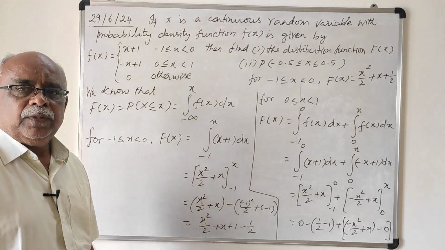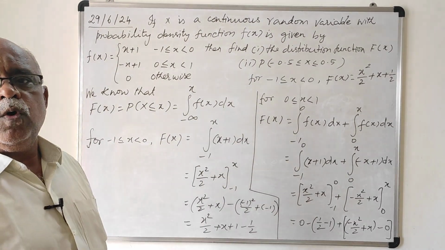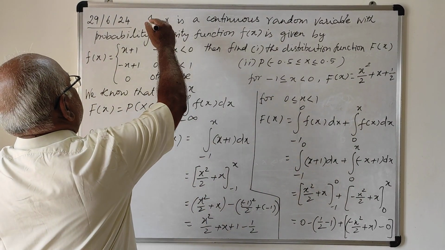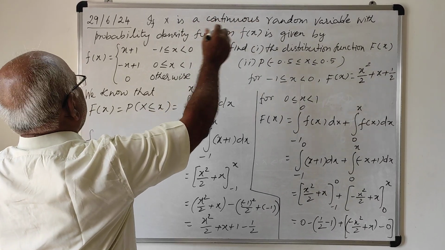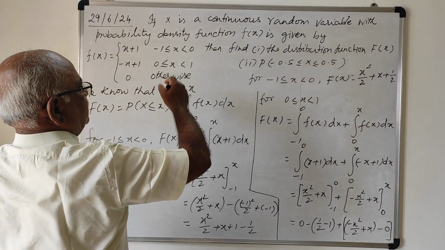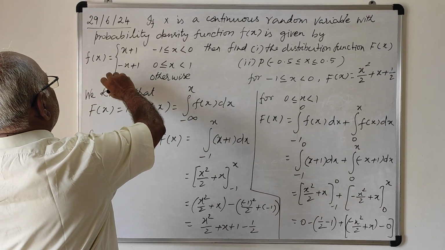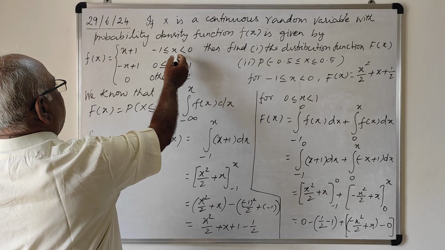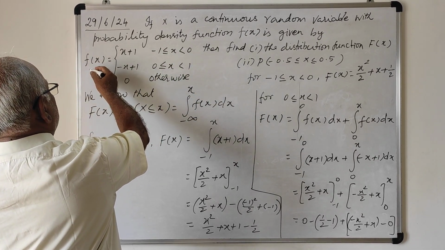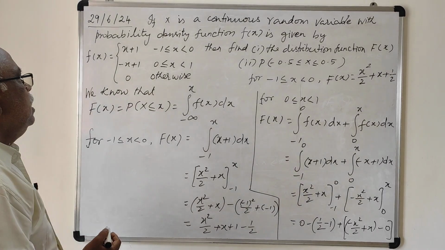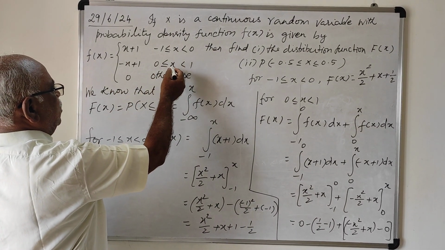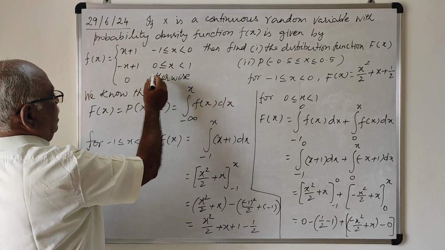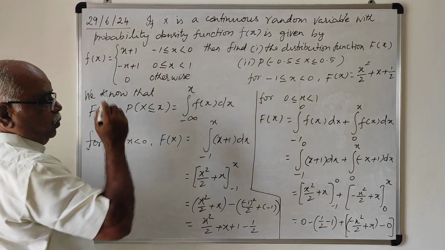My dear students, in this video I am going to solve one more problem to find out the cumulative distribution function. The problem is, if X is a continuous random variable with probability density function f of x given by f of x equal to x plus 1 for minus 1 less than or equal to x less than 0. In this interval, the probability density function is x plus 1. And from 0 to 1, 0 less than or equal to x less than 1, the density function is minus x plus 1. The rest of the places, 0.